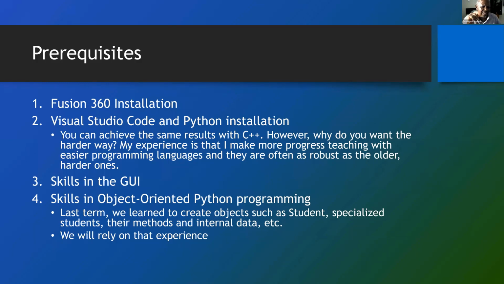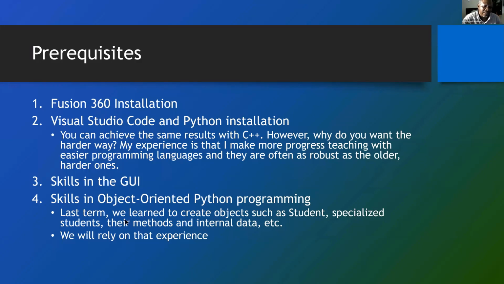Now, you also need skills in the graphical user interface of Vision 360. So you need your Vision 360 installation, you need your Python installation, your Visual Studio Code that supports the Python environment. Then you need to have gotten some skills in using the Vision 360 GUI. You can create a sketch using primitives, you can draw lines, you know how to chamfer, to fillet, and you know how to take that and extrude and loft, all those kinds of things.